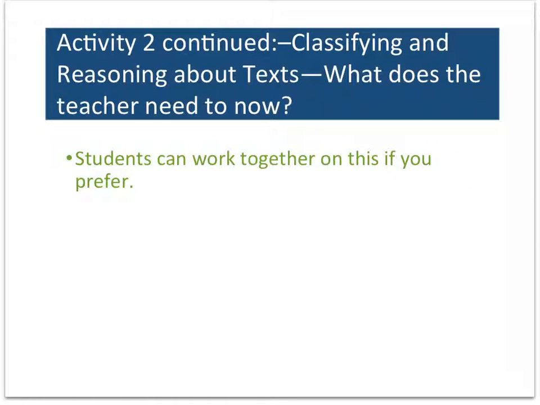Students can work together on this if you prefer. It's a little bit of a challenging task, and of course I would have them, if they're doing it by themselves, get together with somebody else and then get together in a whole group so that they can have something to say before they actually get to that whole group discussion. You do want to have that though, because you can help students pull out some key features that let you know what kind of text it is: description, explanation, or argument.